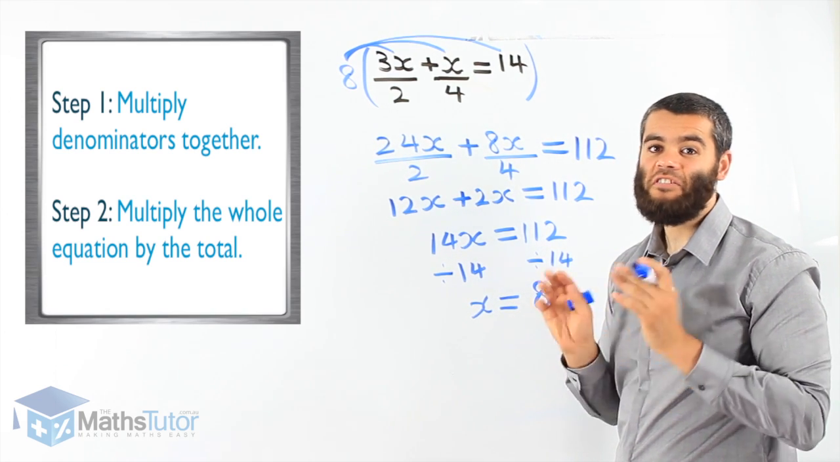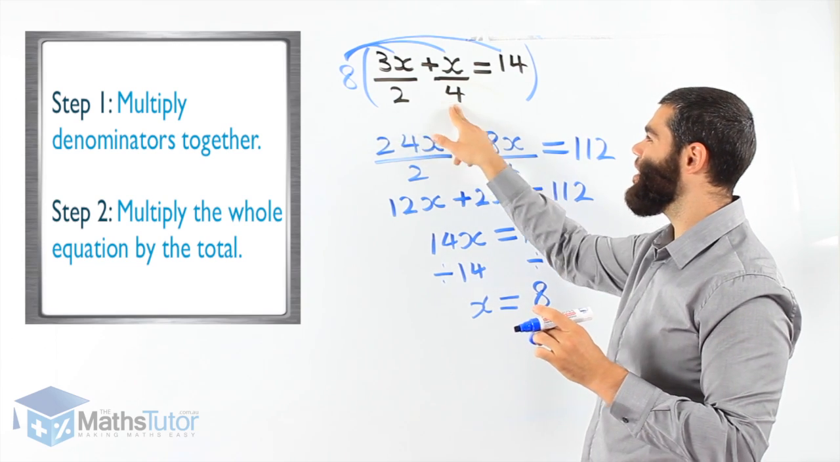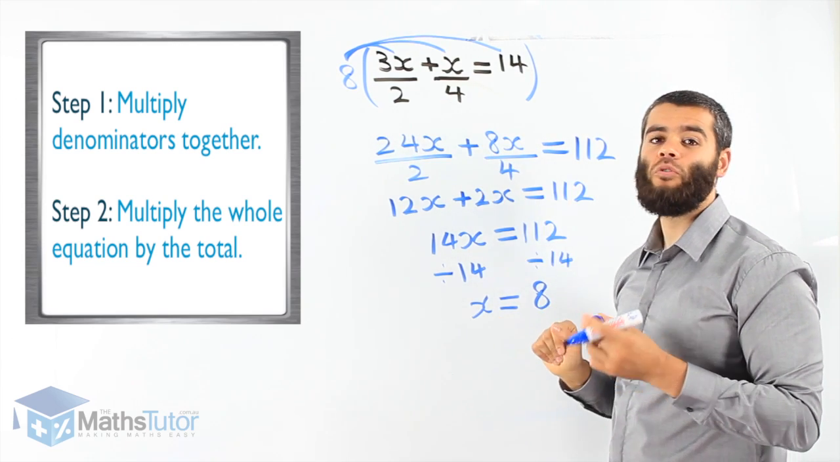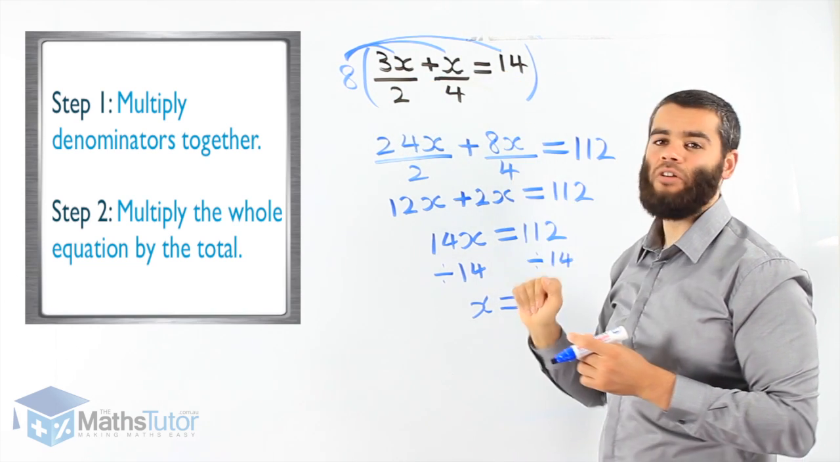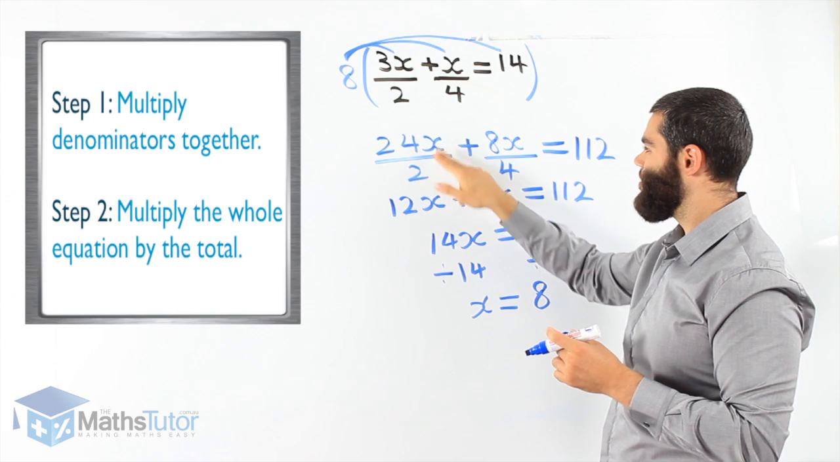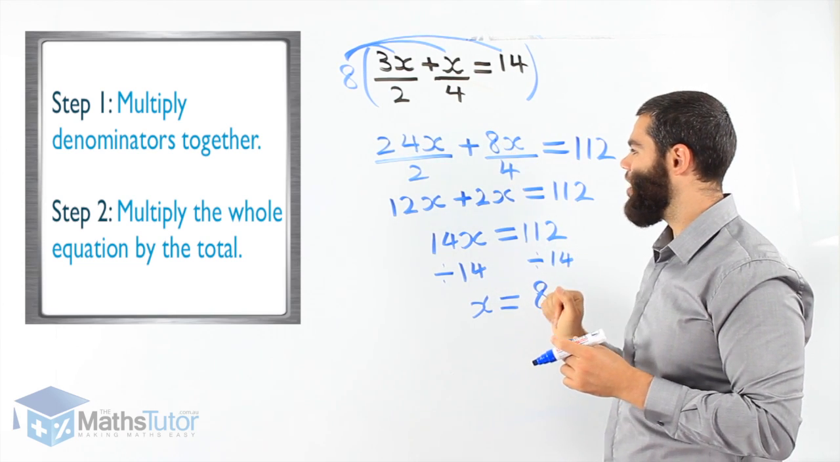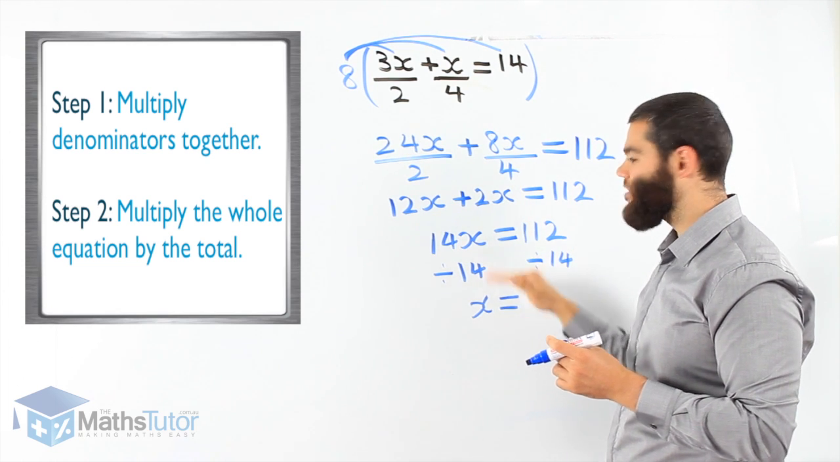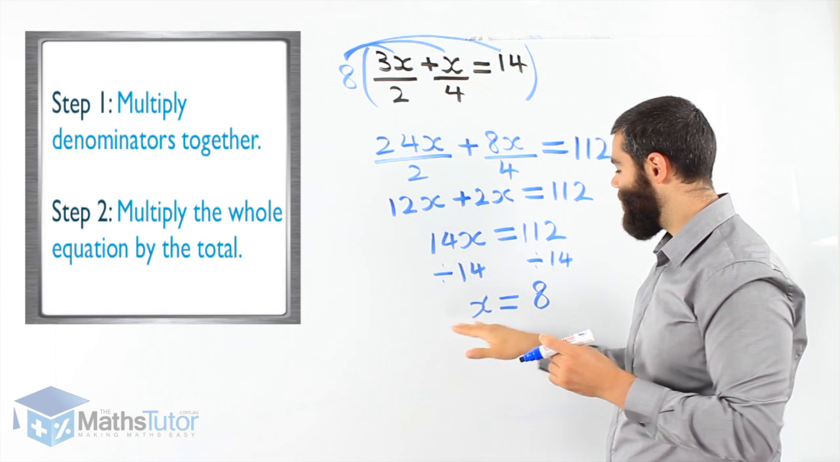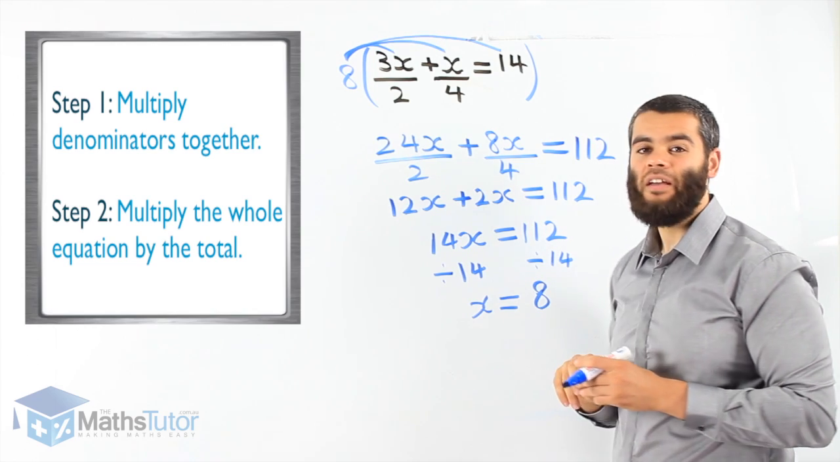The first step is the most important, that we multiply the denominators together. 2 times 4 is 8, 8 times 3x, 8 times x, and 8 times 14. We eliminate and divide to get rid of the denominators. We collect like terms and we simplify the equation all the way to get our answer. In this case, x equals 8.